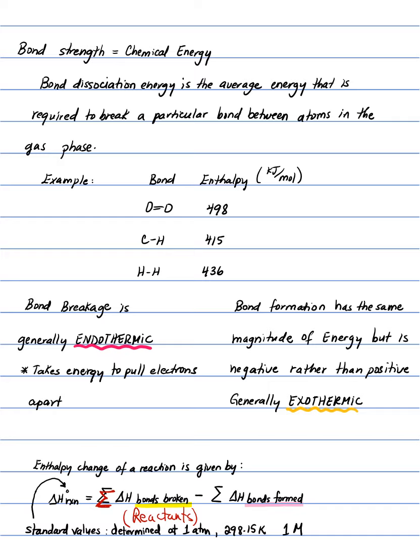Now the second term in your equation is also a sum. But now what we're adding is the delta H, or the numerical value that we have for the bond dissociation energy, for all of the chemical bonds that are being formed on the product side, because on the product side is where the chemical bonds are actually being formed. So this one here is for the products.